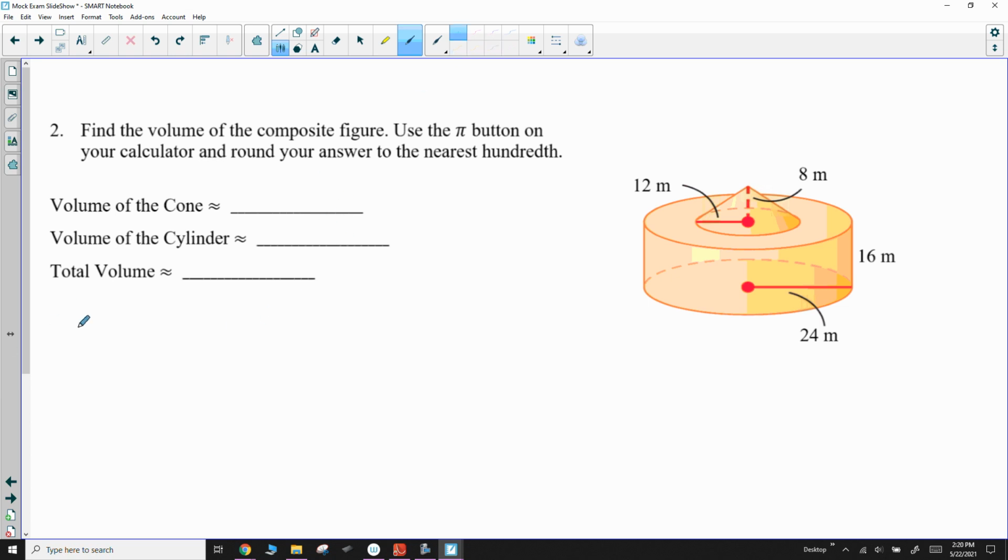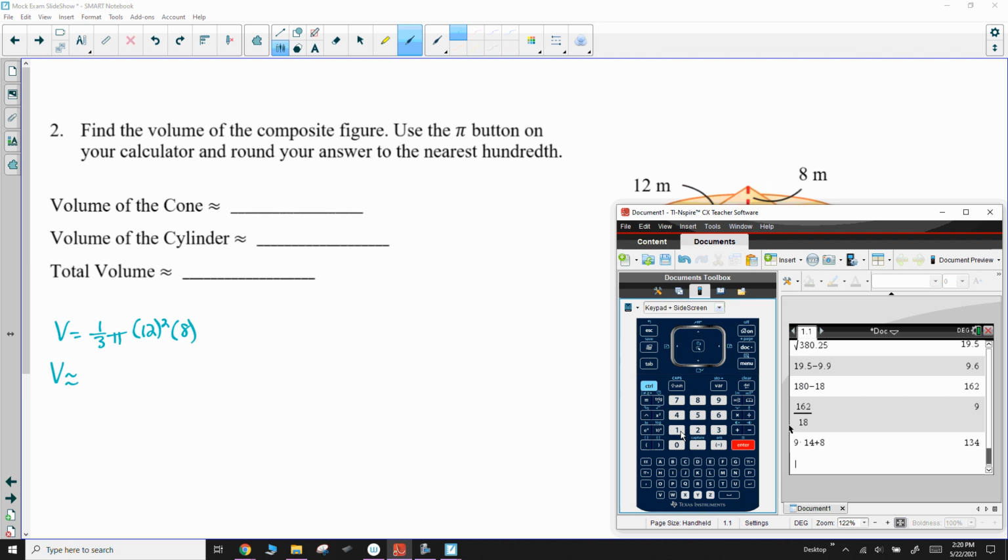So let's see. The volume of the cone is 1/3 pi r squared h. Well, this is the radius of the cone, so 12 squared times 8. So the volume is approximately equal to, off to the calculator we go. I'm going to do 1 divided by 3, and I'm going to hit enter.